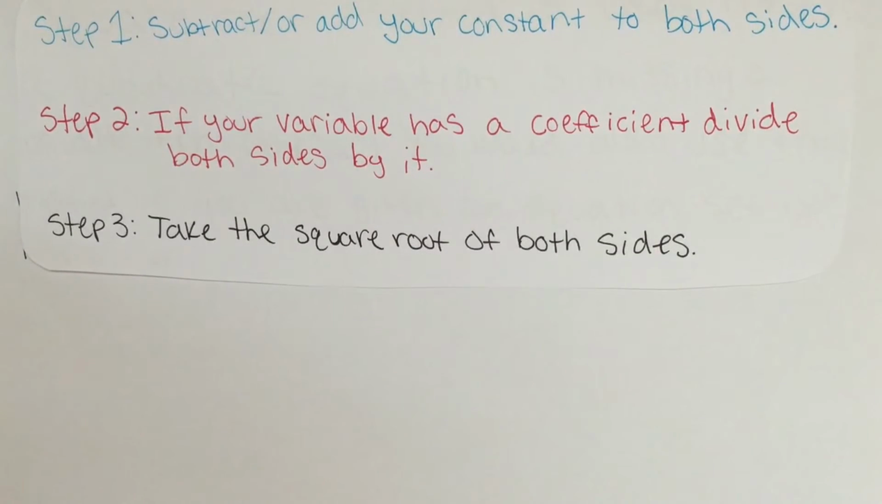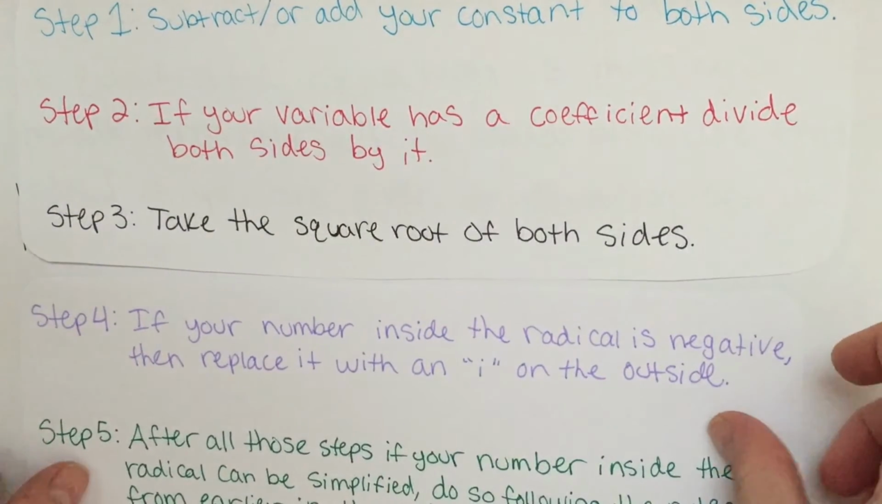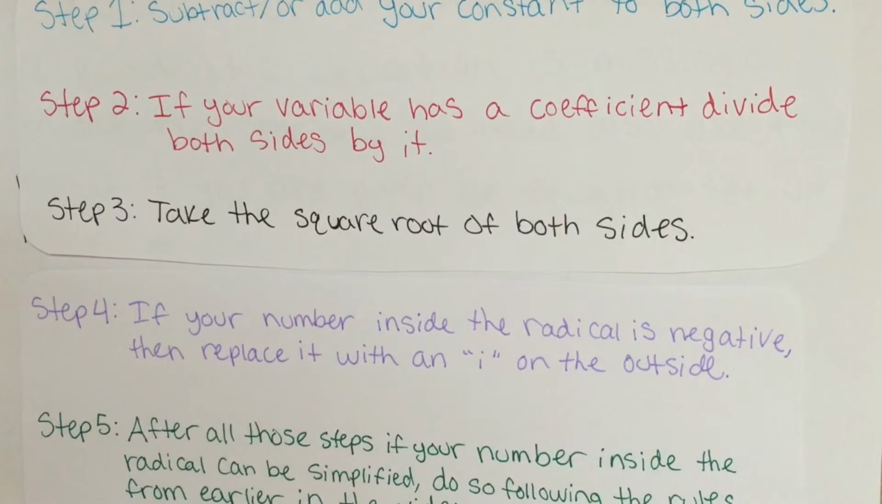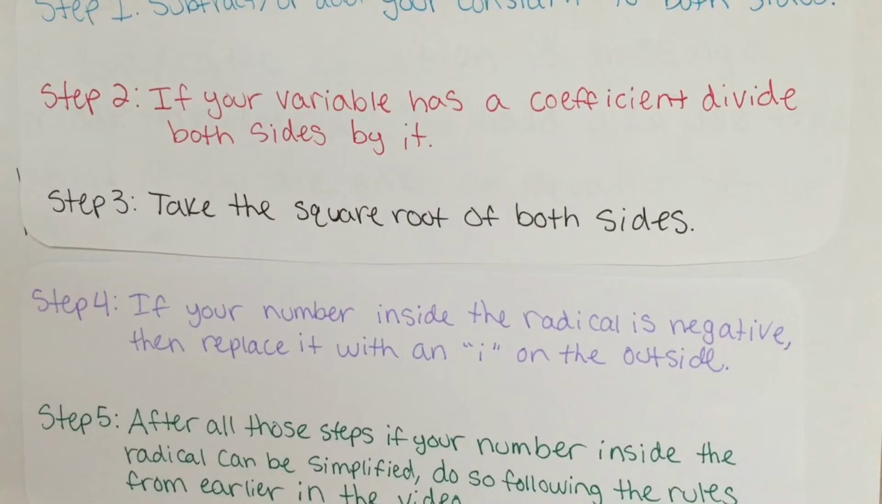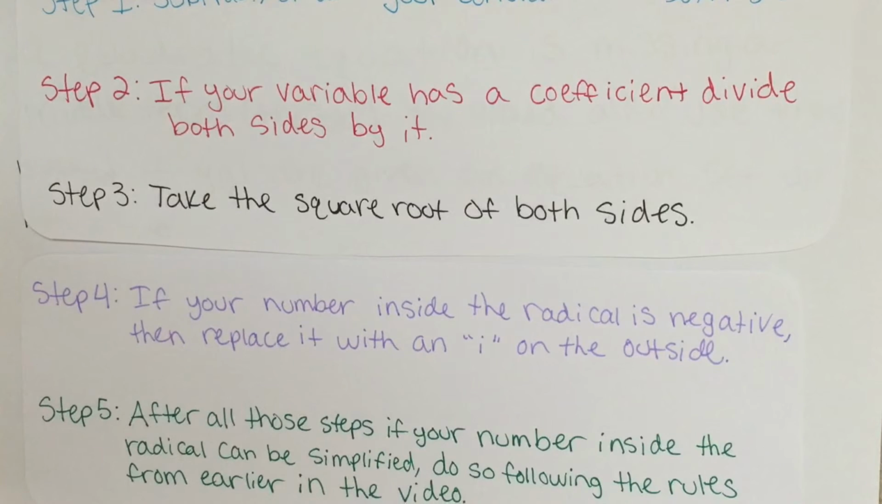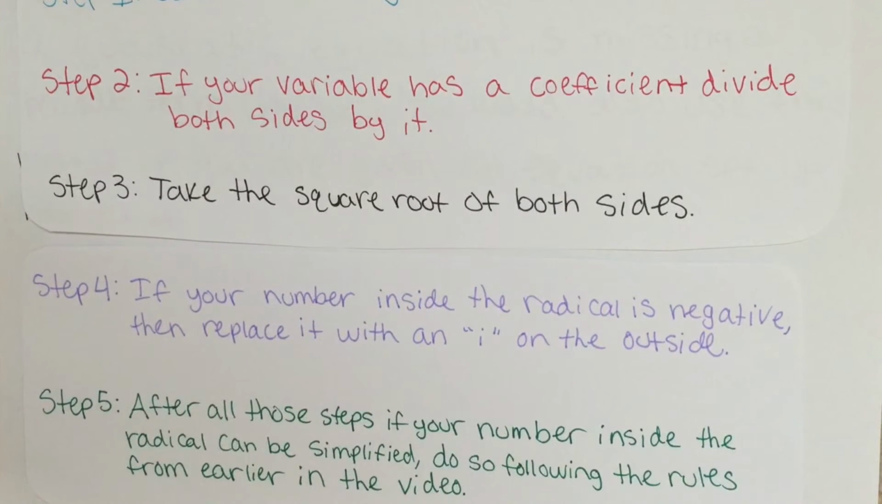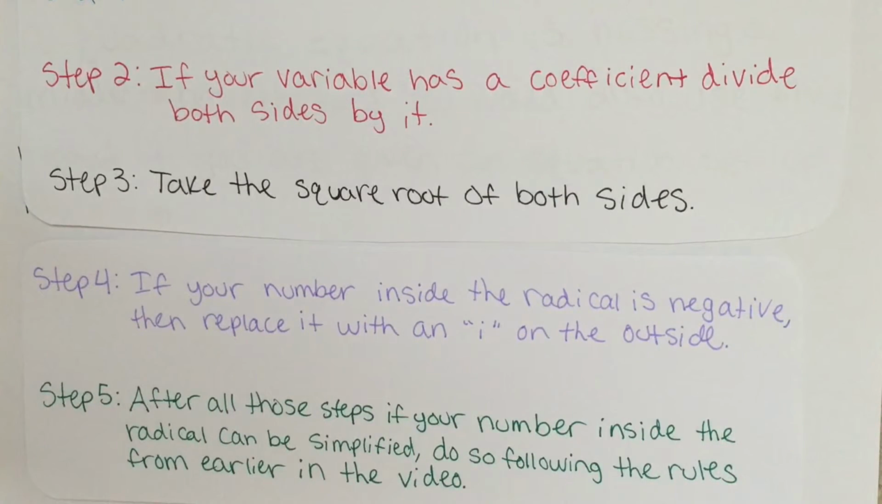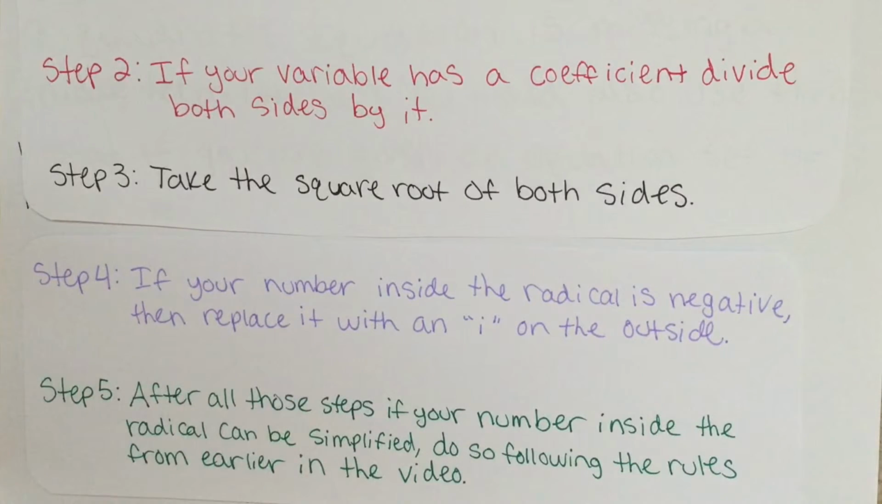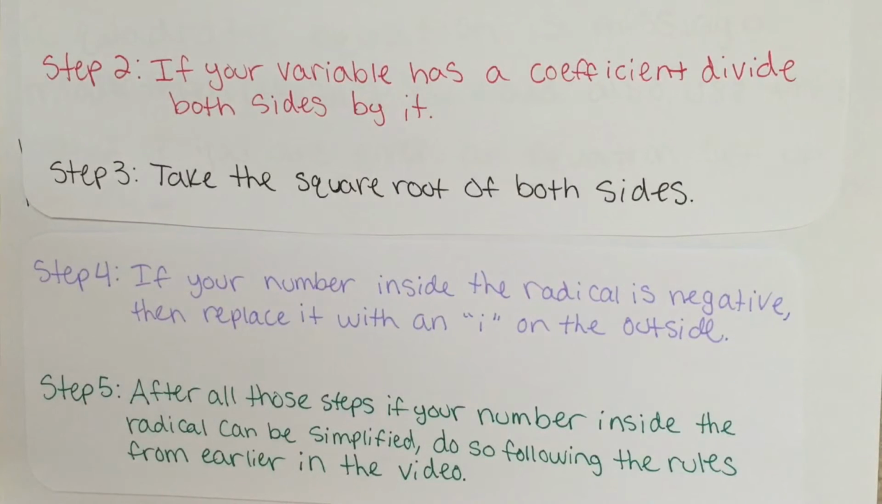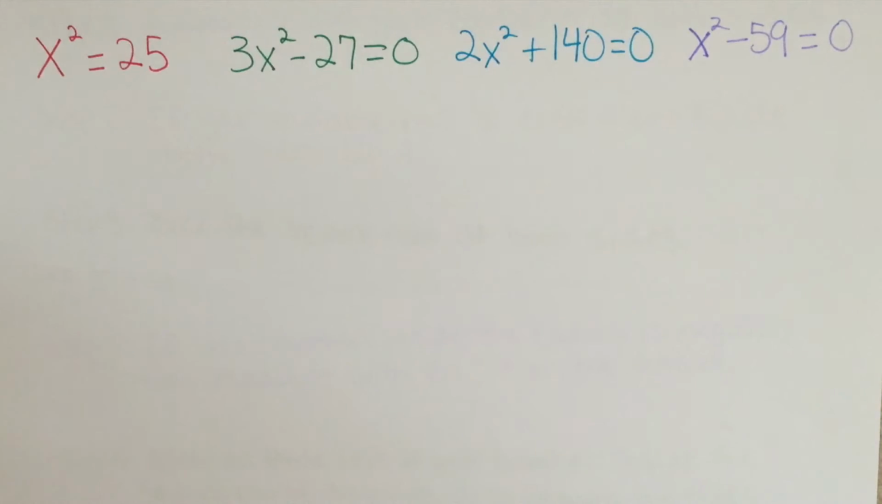Your third step is to take the square root of both sides. Your fourth step is, if the number inside your radical is negative, replace it with an i. And your fifth step, if your number within your radical can be simplified, do so, following the rules from earlier in the video. Here are some problems that you can use the square root method for.